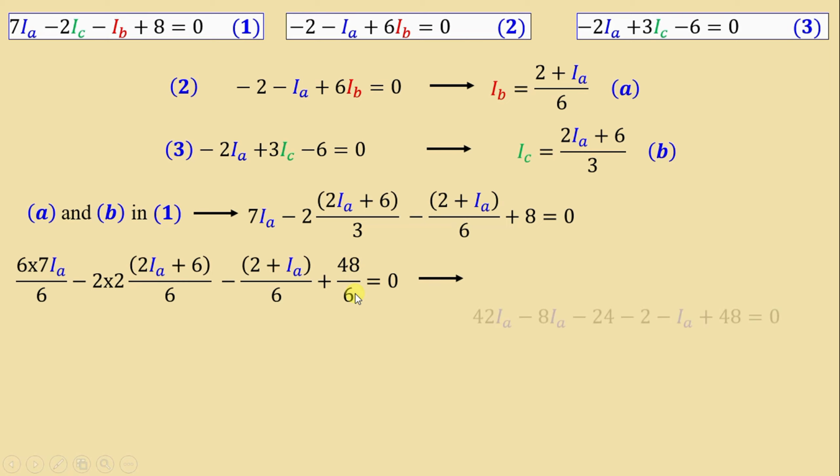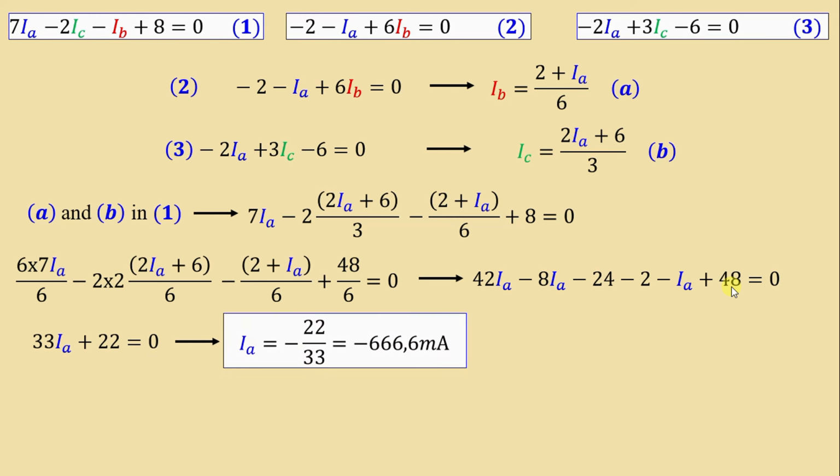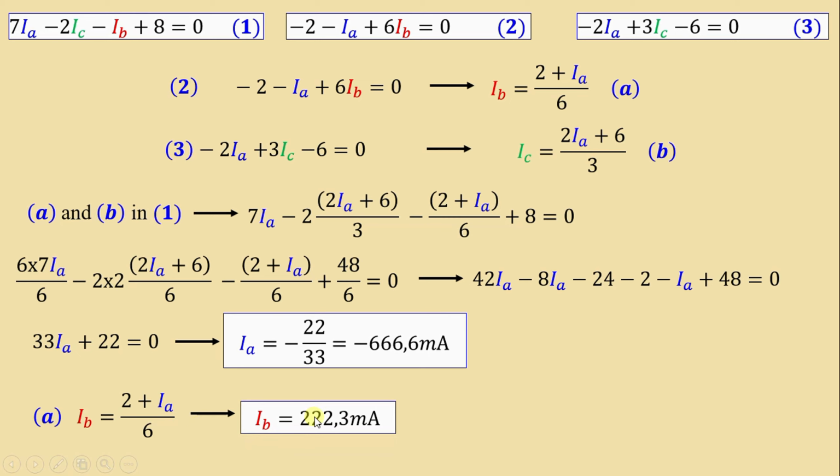If we continue simplifying this equation, we obtain 42IA minus 8IA minus 24 minus 2 minus IA plus 48 is equal to 0. Finally, we obtain 33IA plus 22 is equal to 0. Then we obtain IA is equal to negative 22 over 33, which is minus 666.6 milliamps. We go now back to equation A. We have IB is equal to (2 plus IA) over 6. Then we obtain finally IB is equal to 222.3 milliamps.